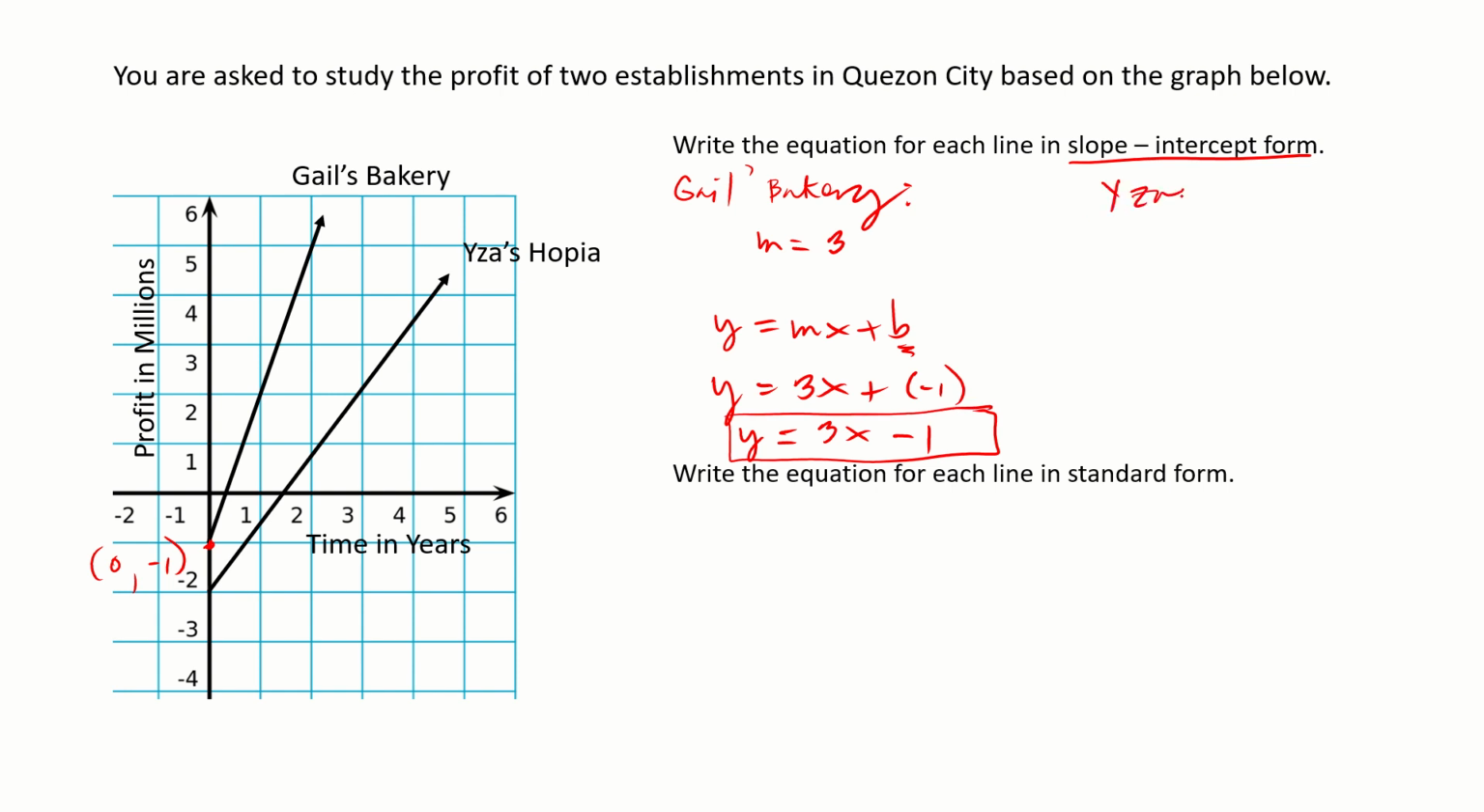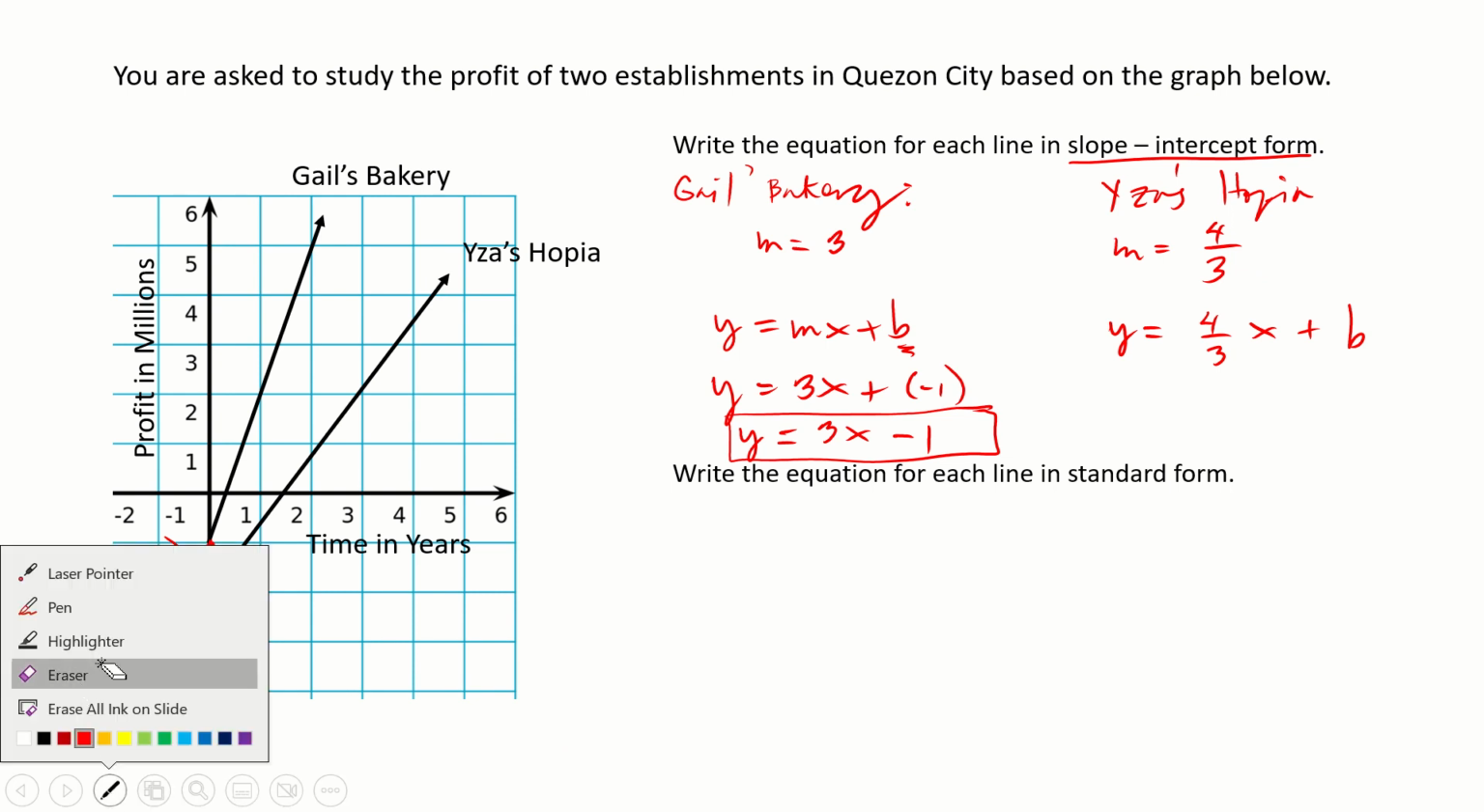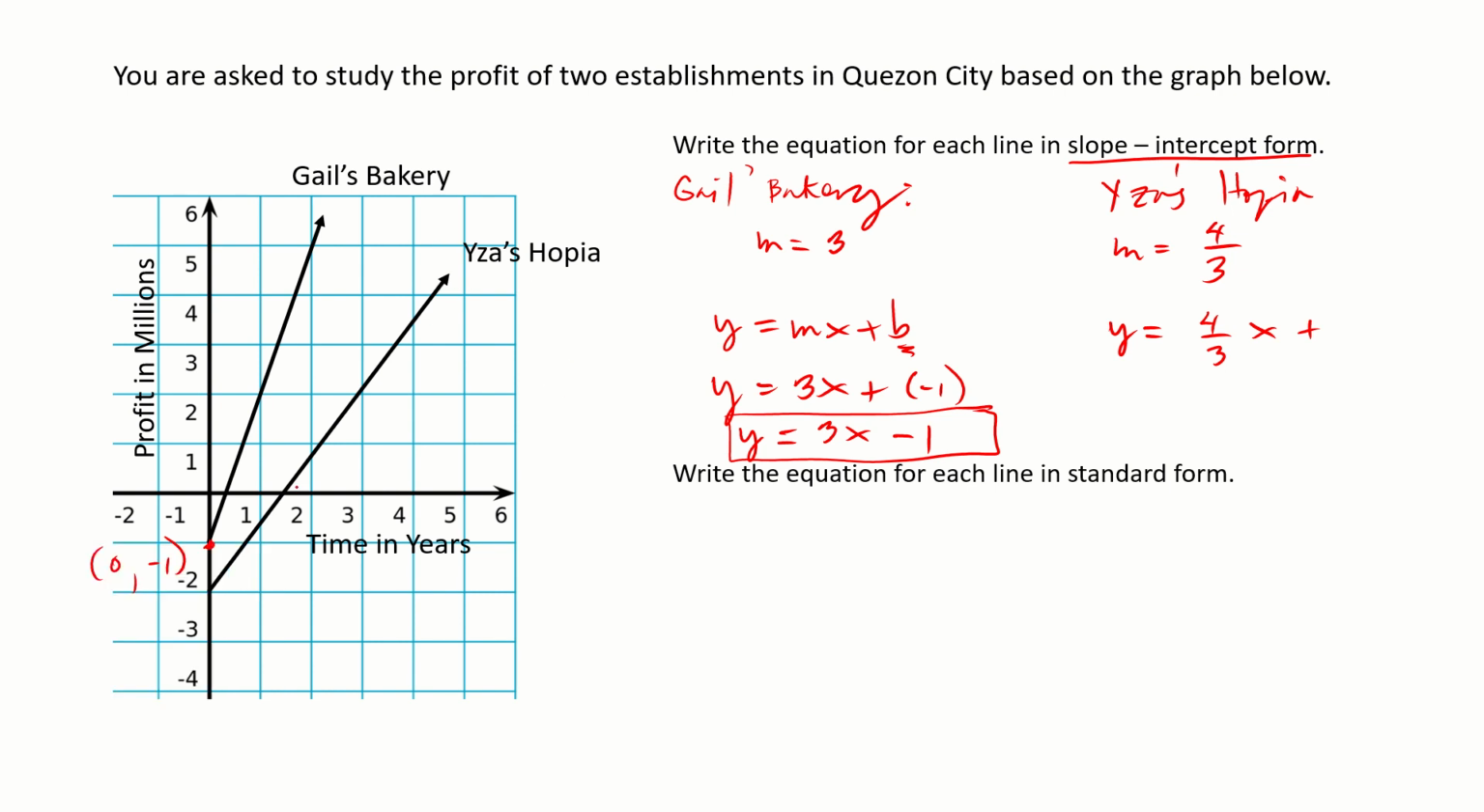For Isa's Hopia, we already identified that the slope is 4/3. That means y is equal to 4/3 x, and we still don't know what is the y-intercept, but we can already identify that here. Wait, let me just erase that. This is the line of Isa's Hopia, and it crosses the y-axis at 0, -2. So the y-intercept is -2. The answer is y is equal to 4/3 x minus 2.